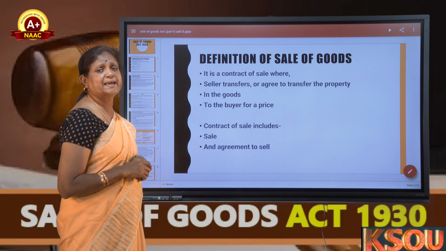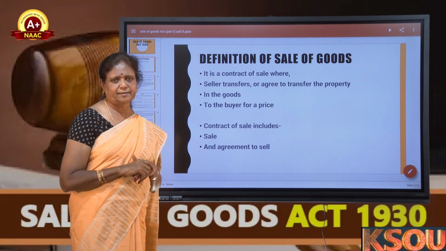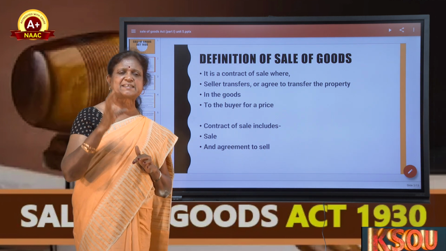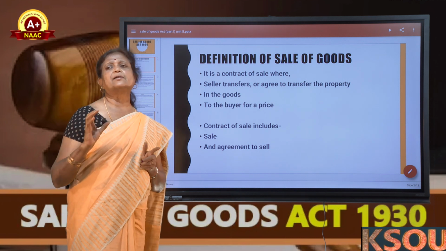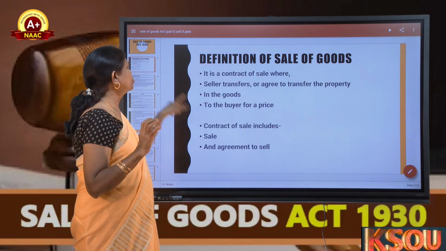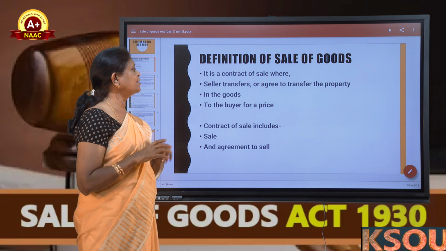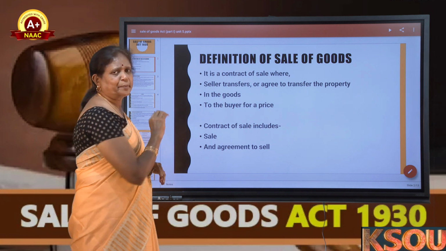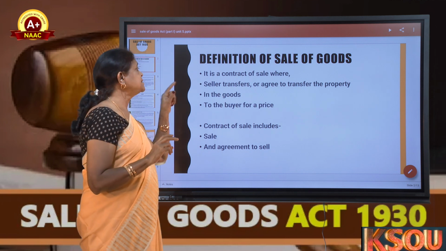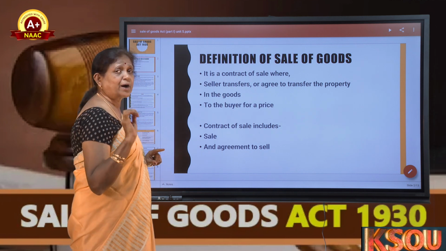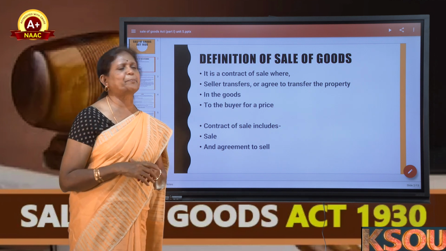And hence, what is a sale of goods? The definition clearly says it is also a contract. Contract means the basic principles of contract, Section 10 of the Contract Act, must be satisfied to make this sale valid. So it is a contract of sale, where contract means agreement. It is necessary to have an agreement between the seller and the buyer to transfer the property or agree to transfer the property.